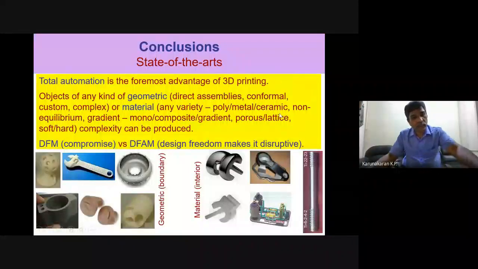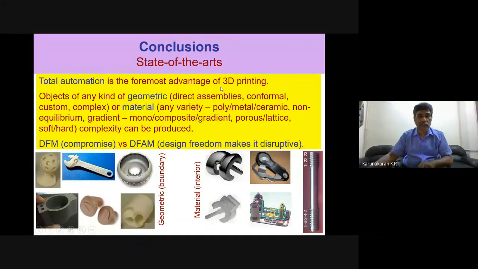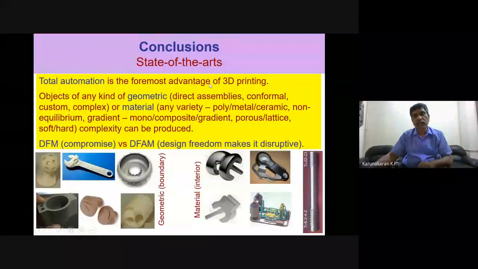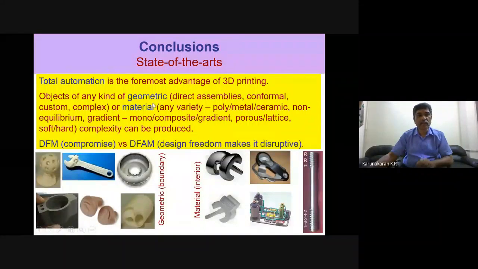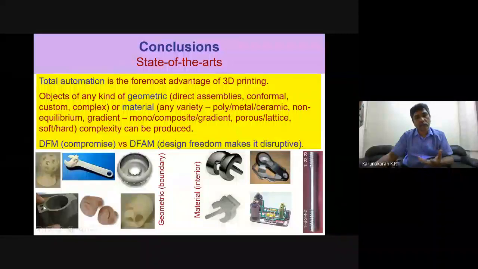So finally, I'll come to the conclusion slide. Total automation is the foremost advantage of 3D printing. Subsequently, people realized some of the very interesting geometric and matrix capabilities of the system. On the left side, I'm showing some of the geometric capabilities. Assemblies can be realized directly. Very complicated ducts can be incorporated. Custom designs are possible.